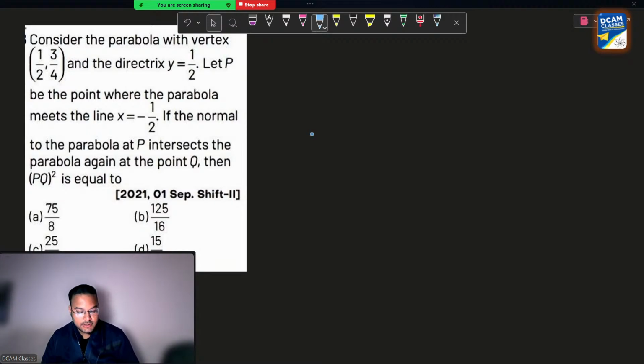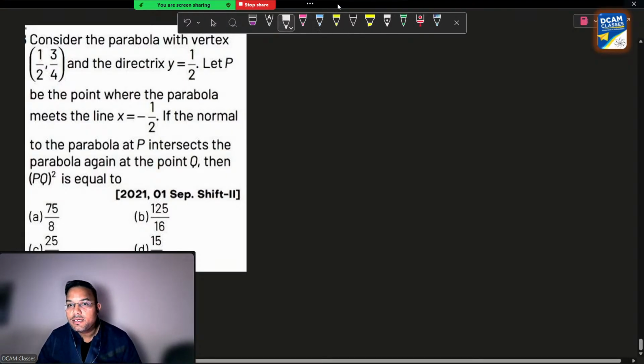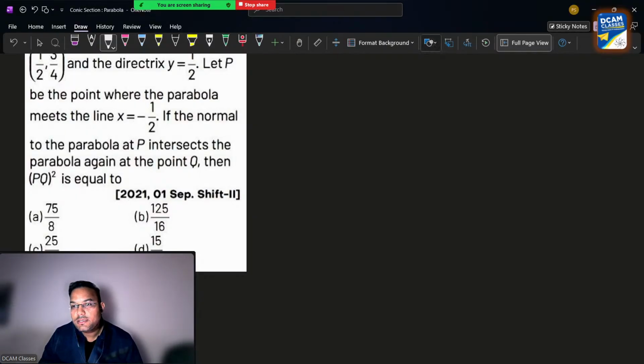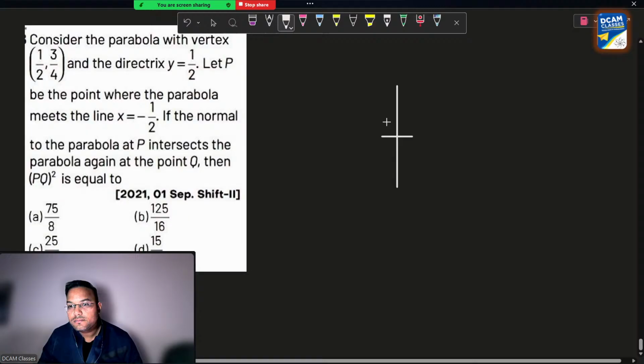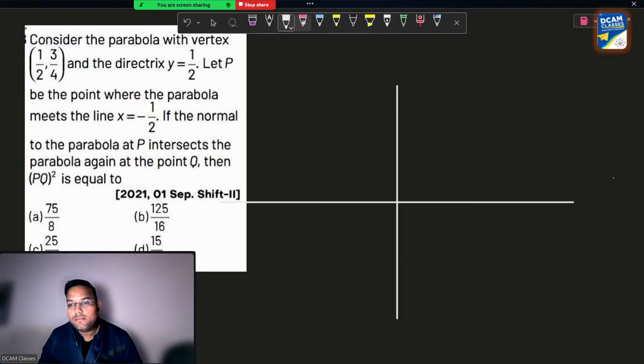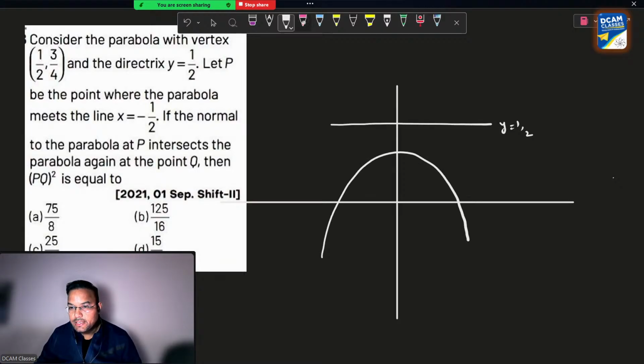Consider the parabola with this vertex. Acha, see. The vertex is this, and the directrix is y is equal to half. So the directrix is above. If I draw it properly, from this way you have to get the idea. Y is equal to half is the directrix. So your parabola has to be like this way.